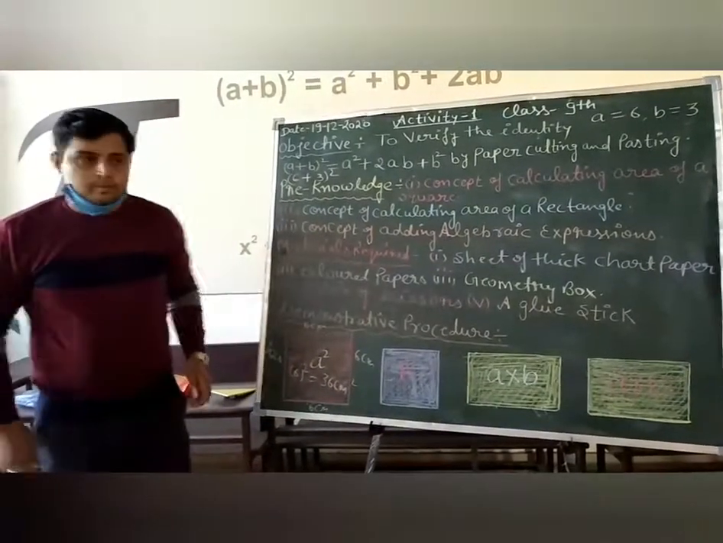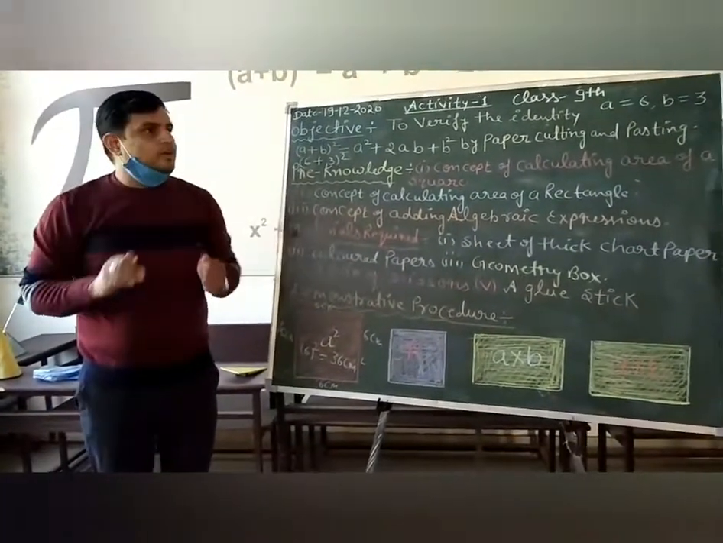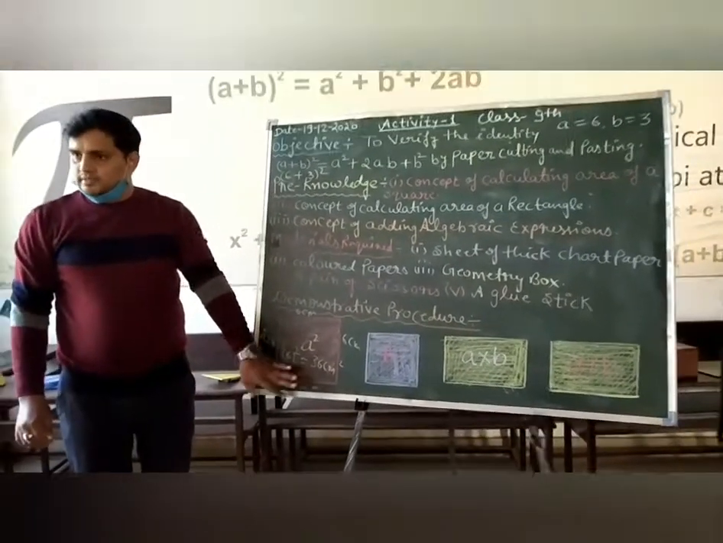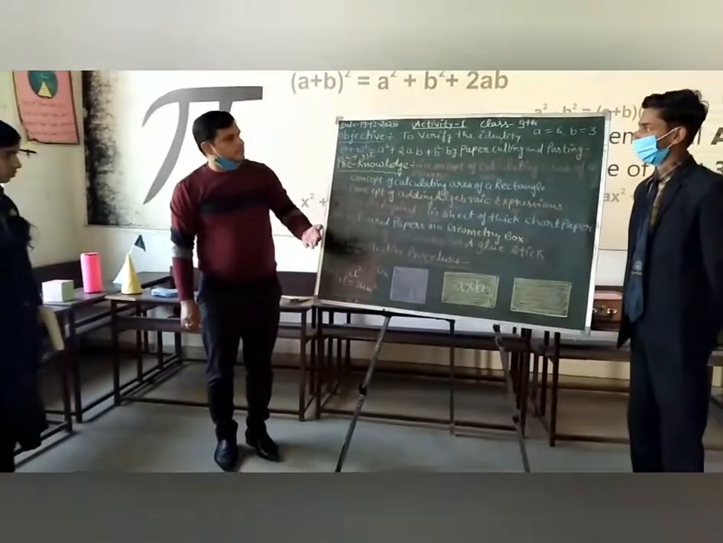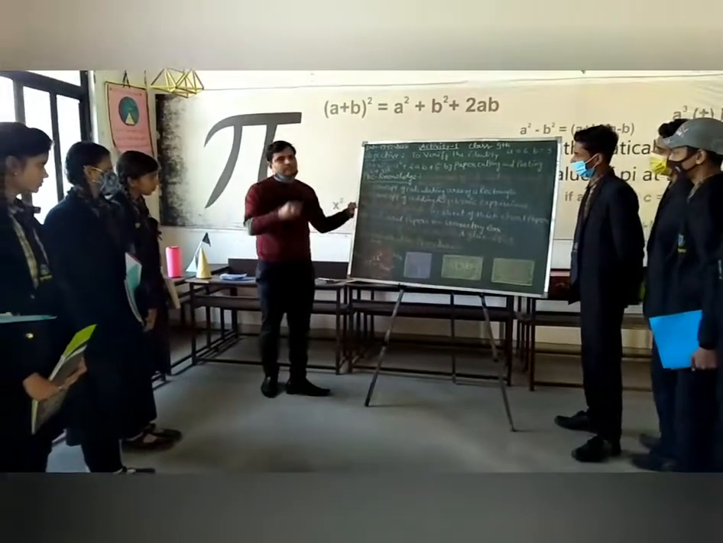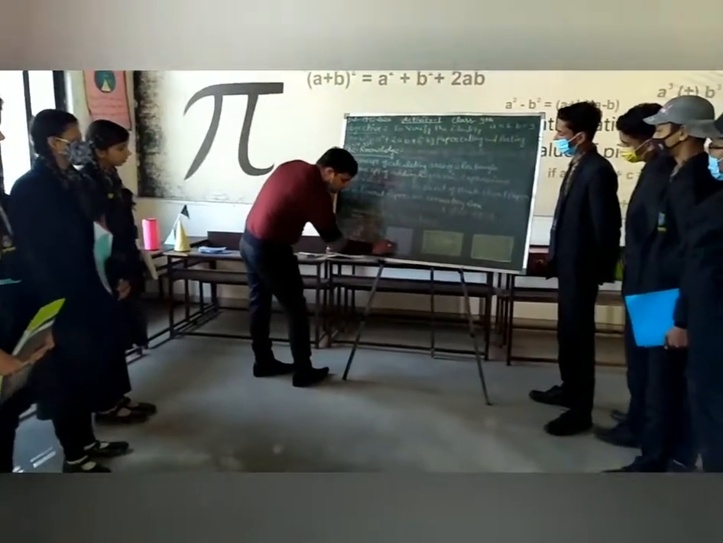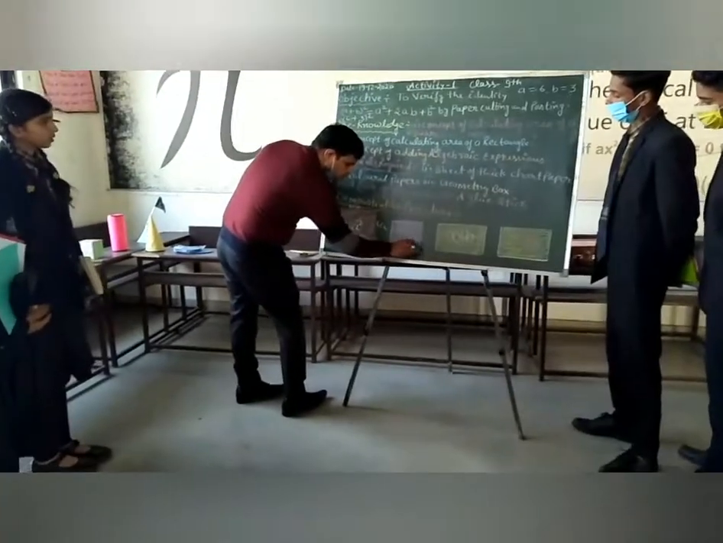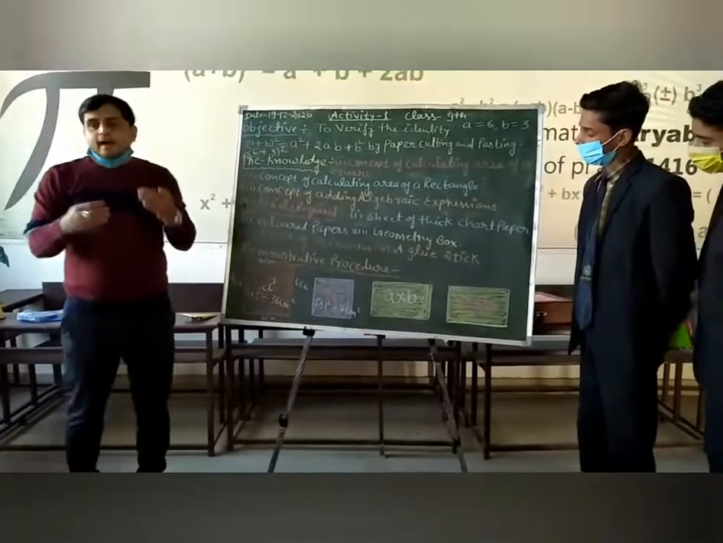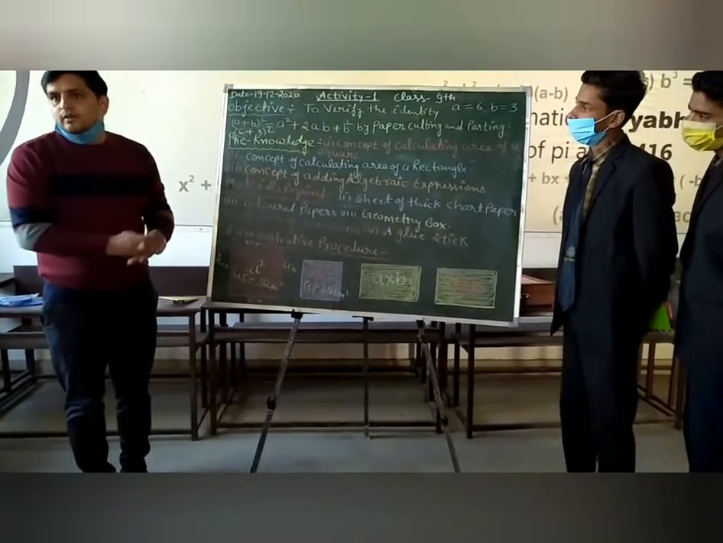It means we take an A4 size sheet, and with the help of the scale and the compass, we can make a square of measurement 6 centimeter, just like this. You can use different color paper in this activity. And this is b square. Can you tell me, by observing, what is the value of b? 3. So if we put the value here, it will be 3 whole square, and 3 whole square is 9 centimeter square. It means we can again make a square by paper cutting, whose measurement is 3 centimeter, in a different color.